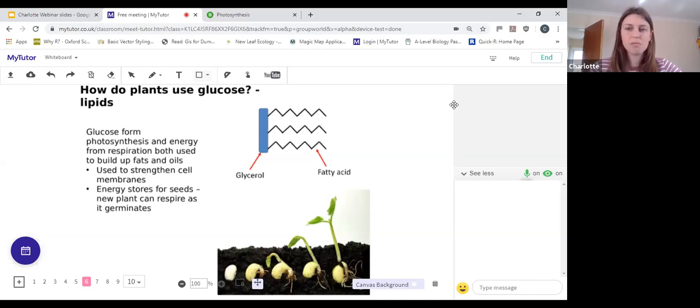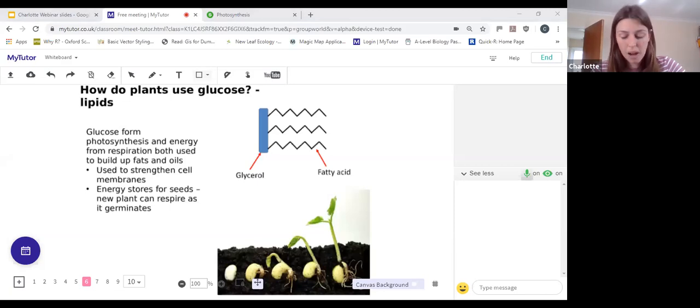Oh, the camera's just swapped. Hoping that's okay. Okay, I think we're okay to carry on.